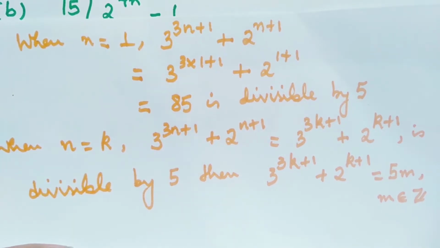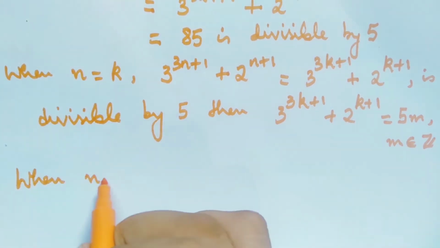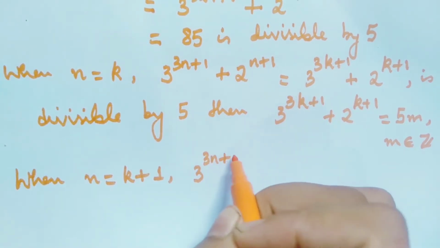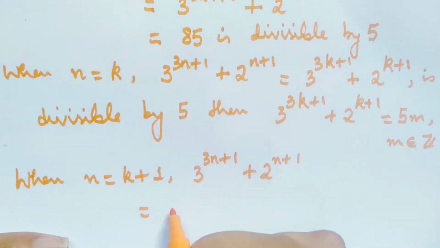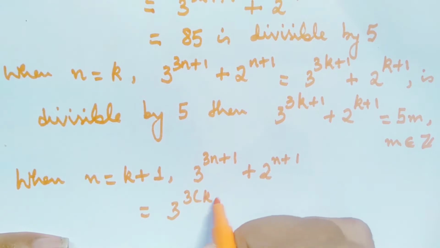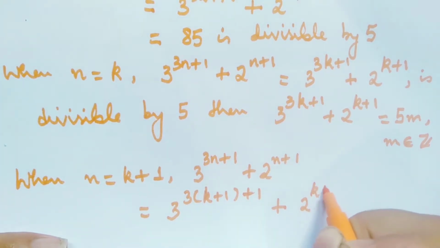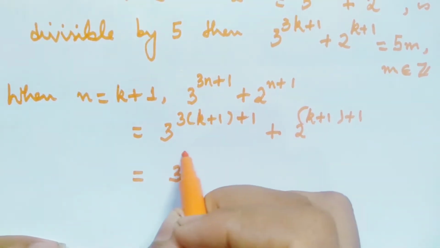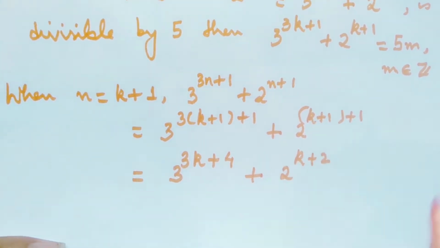Now we have to show that the result is also true for n equal to k+1. When n is equal to k+1, 3^(3n+1) + 2^(n+1) is equal to 3^(3(k+1)+1) + 2^((k+1)+1). Here we get 3^(3k+4) + 2^(k+2).